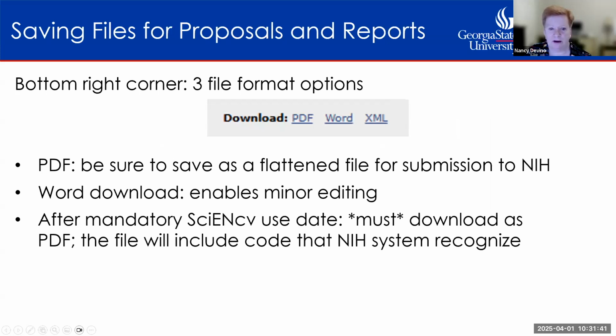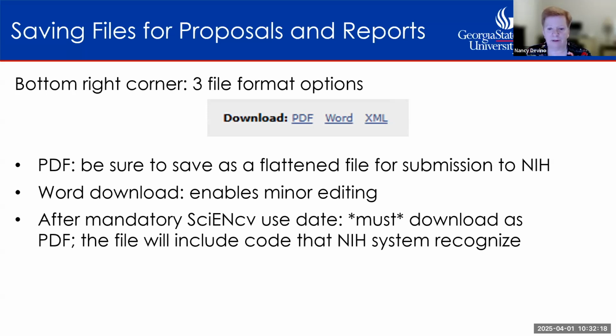When you get all the way done, at the bottom right-hand corner in teeny tiny little letters, there are 3 file format options for exporting the final product. You can export it as a PDF, and just as a reminder, be sure to save that as a flattened file for submission to NIH. If you download it as a Word, then you can make minor tweaks to it, but you're still going to have to put those tweaks back up into the online Biosketch before producing it for NIH.